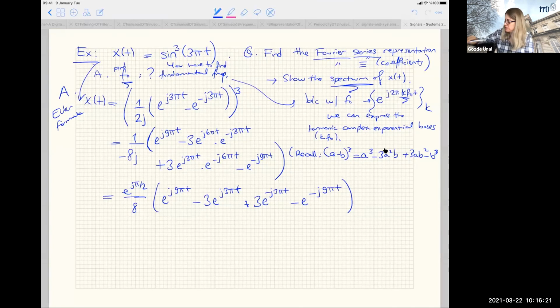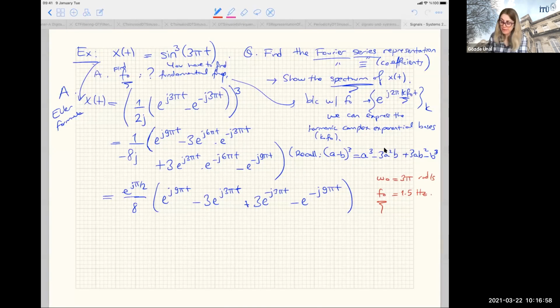So from here, guys, let's write it. Omega 0, fundamental radian frequency, remember, is 3 pi radians per second. Then F0 is really 3 pi over 2 pi, which is 1.5 hertz. Good. So you see, which harmonics do I have in this signal then? Yes, thanks Arda, thanks Yusuf. First and third, great, perfect.